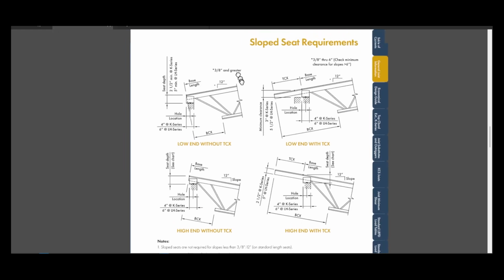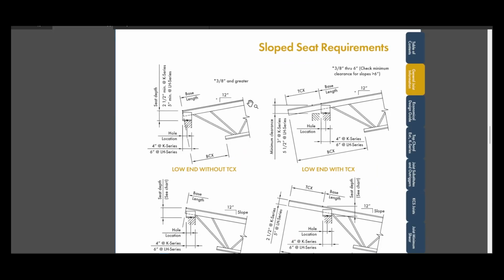Let's take a look at these four figures. First we will understand the first two. The first figure explains the low end of joist without top chord extension, and the second figure shows the low end with top chord extension. In the condition of low end without top chord extension, the bearing seat values will be 2.5 minimum for K series and 5 inch minimum for the LH series. In the second figure with top chord extension, the values will be different. It is 3 inch for K series and 5.5 for LH series joist. And the bearing values noted here are 4 inch for K series and 6 inch for LH series in both figures.